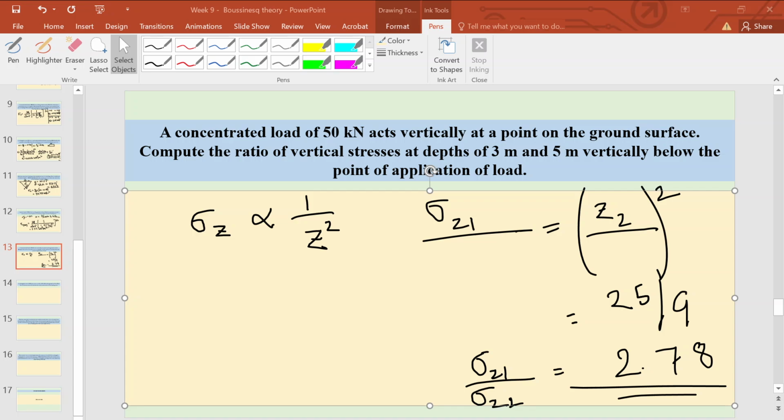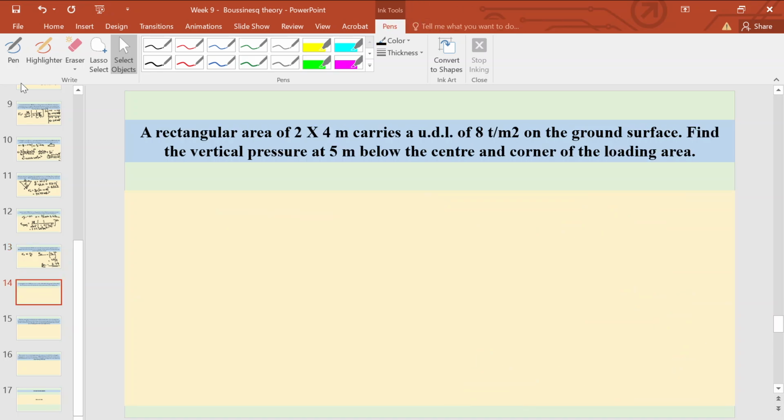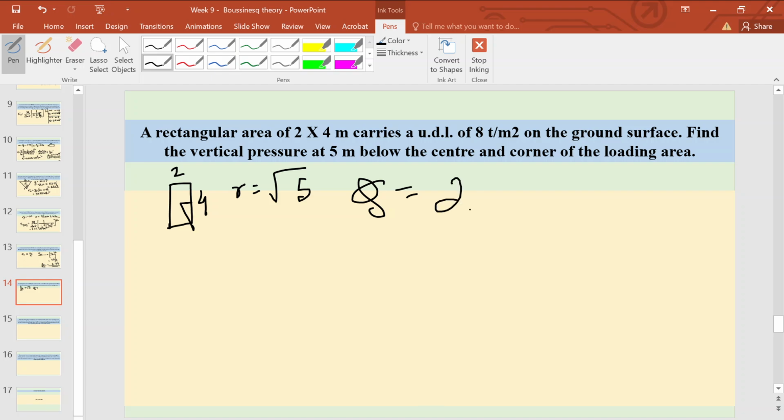The file that has been recovered was showing now after saving multiple times. Okay, so here I was writing, this is the area 2, 4, the radial distance r will be equal to root 5 for the second case scenario. The value of q will be equal to 2 into 4 into 8, that is equal to 64 tons, isn't it? 64 tons.